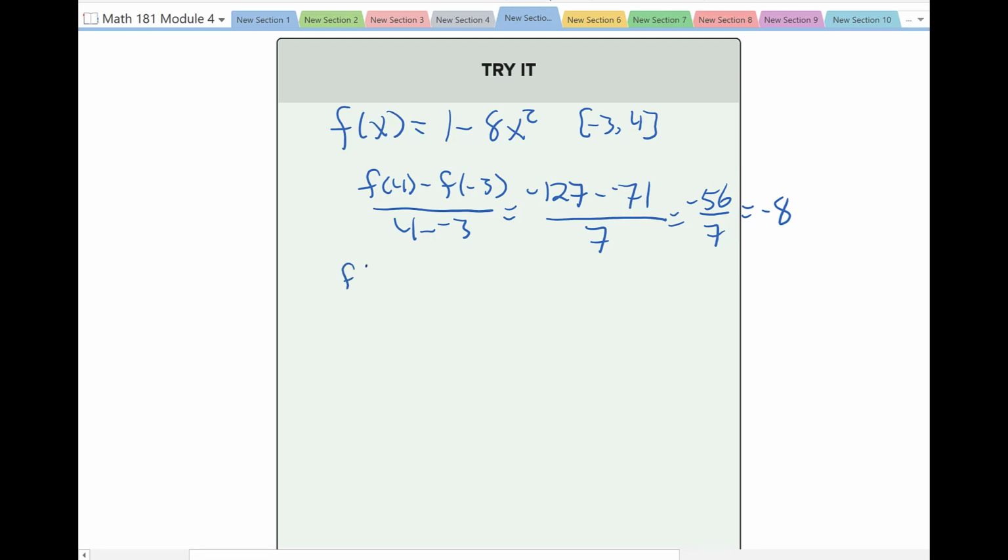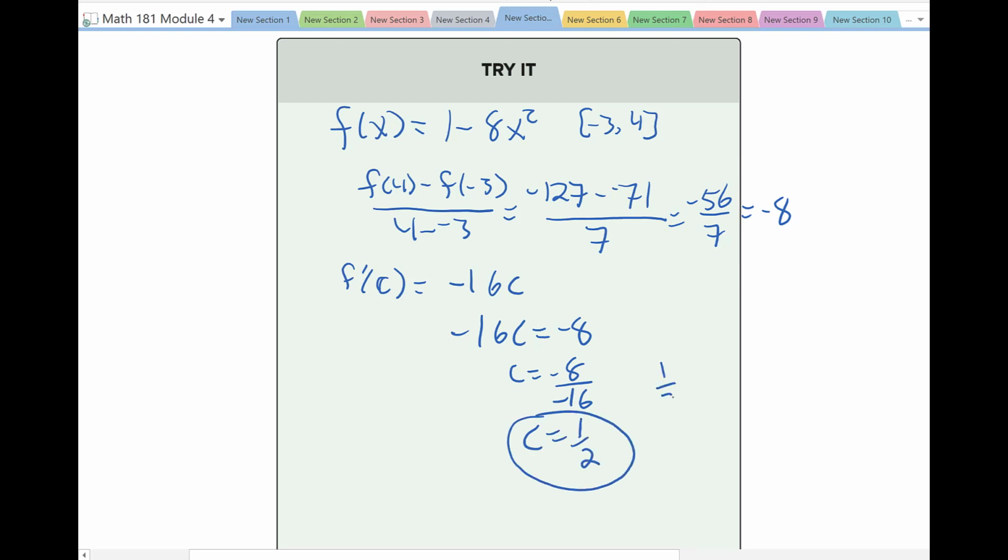We look at our first derivative. And some c is going to be negative 16c. So we take negative 16c and set it equal to negative 8. c is negative 8 over negative 16, so c is 1/2. And 1/2 is within the interval from negative 3, I should do open interval, negative 3 to 4. Okay, there you go. Now we have a couple of corollaries, I think 3 to look at here. So let's scroll on down.